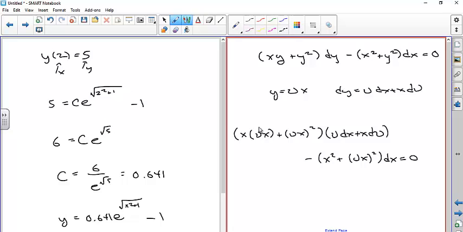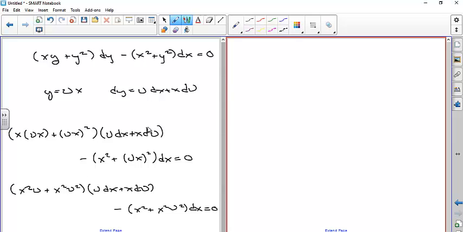Okay, so the next one, I'm going to multiply these things out before I try to use FOIL. So I'll get nu times x, so that's x squared nu. Here I square both of them, so I've got x squared nu squared, and that's multiplied by nu dx plus x d nu, minus x squared plus x squared nu squared, whole thing times dx equals 0. So this x squared nu squared, I switch the order. Okay, now we'll use FOIL.